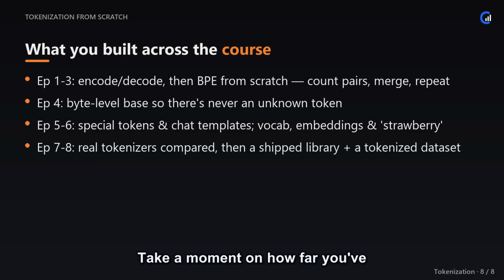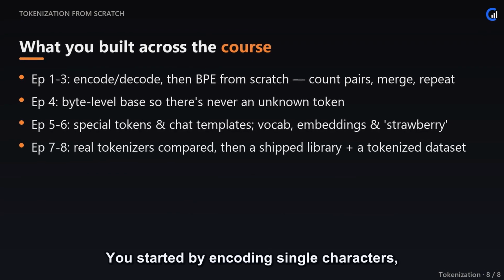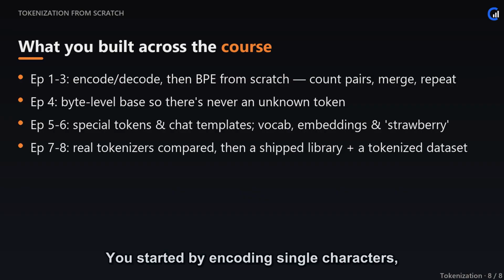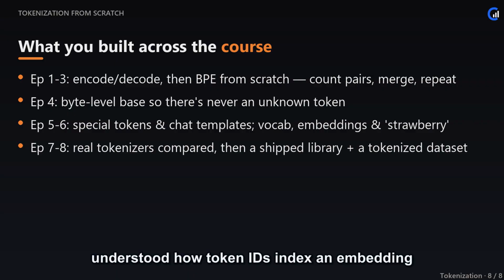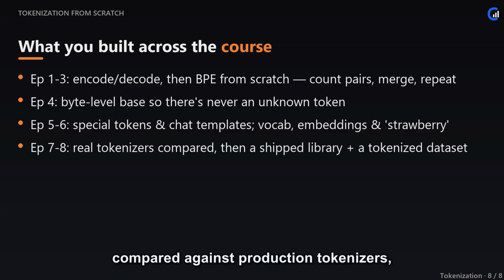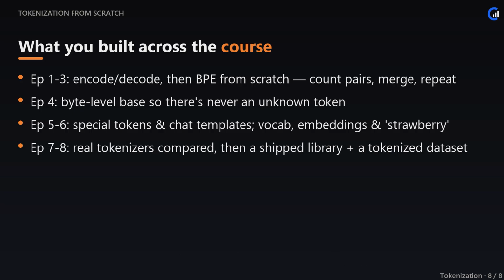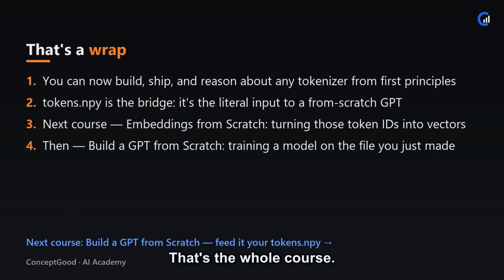Take a moment on how far you've come. You started by encoding single characters, then built byte pair encoding merge by merge. You went byte level so nothing is ever unknown, added special tokens and chat templates, understood how token IDs index an embedding table, compared against production tokenizers, and finally packaged your own and produced a real training dataset. Every line was yours. That's the whole course.